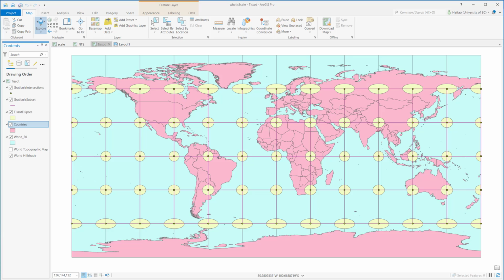Scale is a fundamental concept of cartography. It is a key to understanding the map and geographical information.